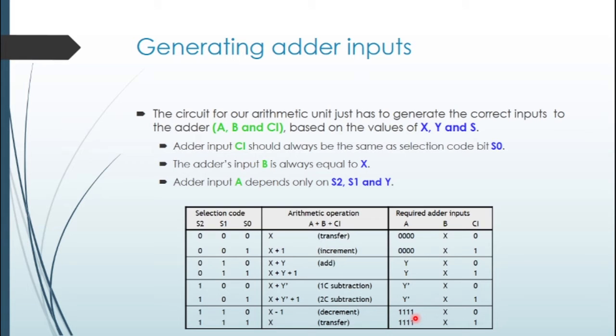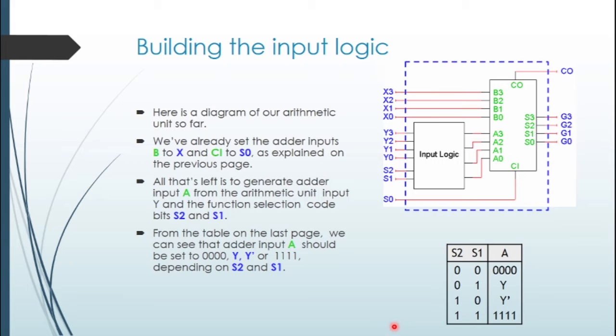So there has to be some logic that we need to design for generating this input a. So that input logic has to follow something. Here we can see that ci is already connected to s0 and b is already connected to x, so these two are already fixed. Then the rest is a. For a, we have to follow that code. We know that if s1 and s2 are both 0 0, a is all zeros. If it is 1 1, a is all ones. And for 0 1, it is y, and for 1 0, it is y complement. So this is how your a input is going to be generated with this simple input logic.